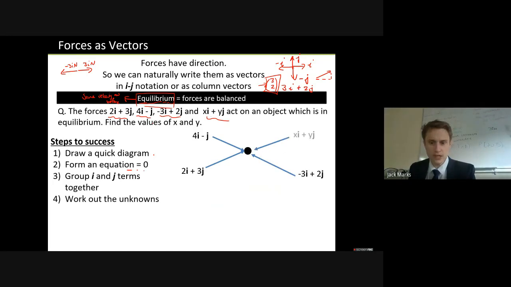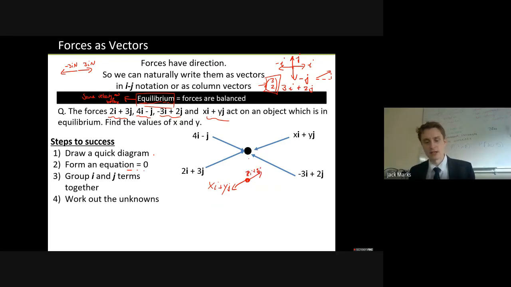So this is one way that you could draw the forces on the diagram. In fact, I personally wouldn't do this. I would draw this in this way. So I would draw this as xi plus yj. I always draw the pointed end of the arrow pointing away. It's just my preference, and you'll normally see diagrams that way, and so on.